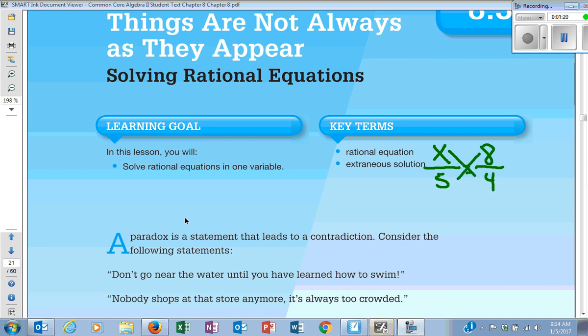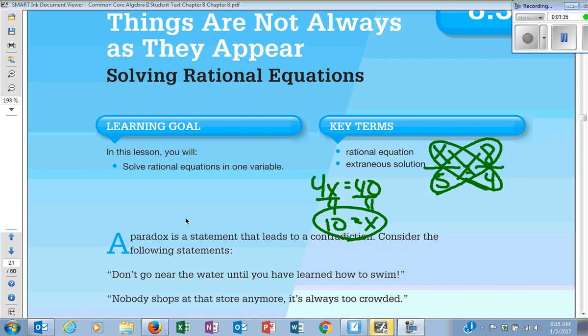They just saw, hey, you know what? You ended up multiplying the 8 times the 5, and you end up multiplying the 4 times the x, and the other two cancel out. So you end up with 4x equals 40, divide by 4, and you realize that 10 equals your x. That was something that you could do. So cross-multiplying is something we're going to talk about.